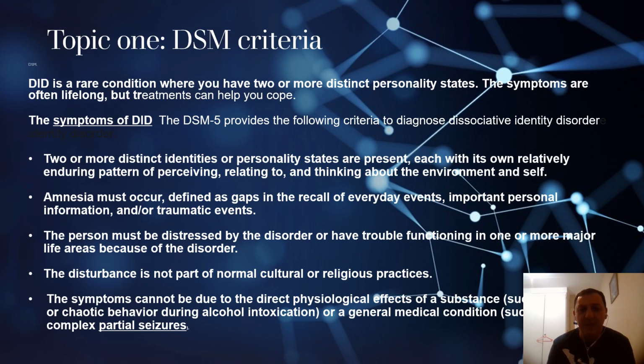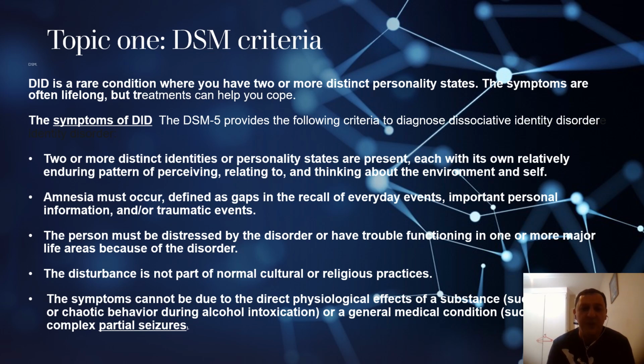So as I said, 2 personalities or more. Some people actually have 17 personalities. Each one has its own relatively enduring pattern of perceiving, relating to, and thinking about the environment and self. So for some people with dissociative identity disorder, the identity could be an animal, a man or woman, a child, a ghost, a demon, or even an angel. The second criterion is that amnesia must occur, defined as gaps in the recall of everyday events, important personal information, or traumatic events. So the next day they might not even remember what they did. They have a form of amnesia.